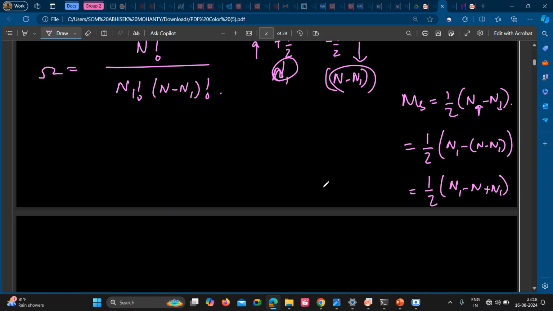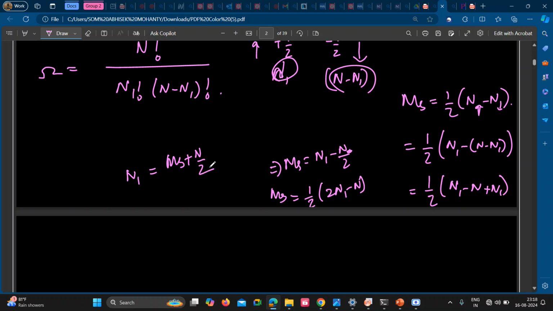So this becomes half times 2N1 minus N. This is our Ms. So Ms is N1 minus N by 2. From here I got N1 as Ms plus N by 2. So what is N minus N1? N minus Ms plus N by 2, that is N by 2 minus Ms.